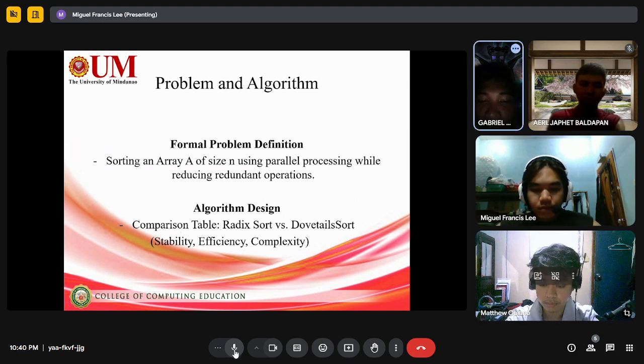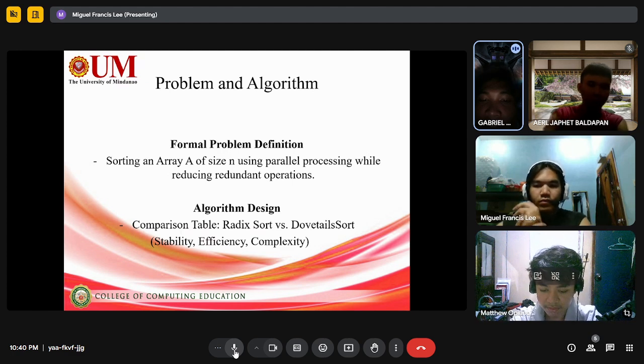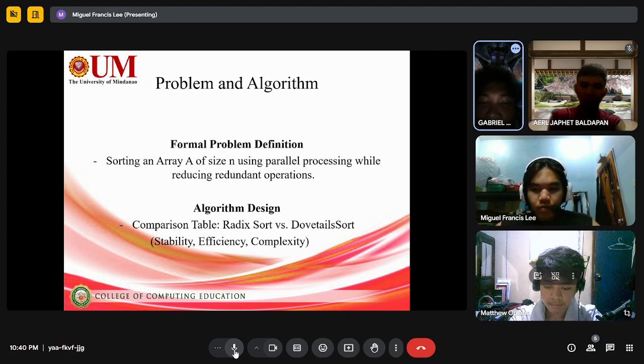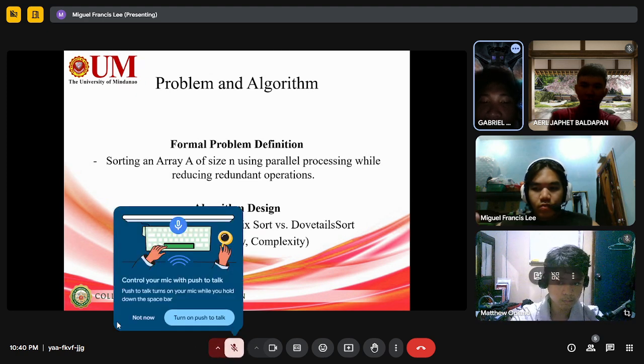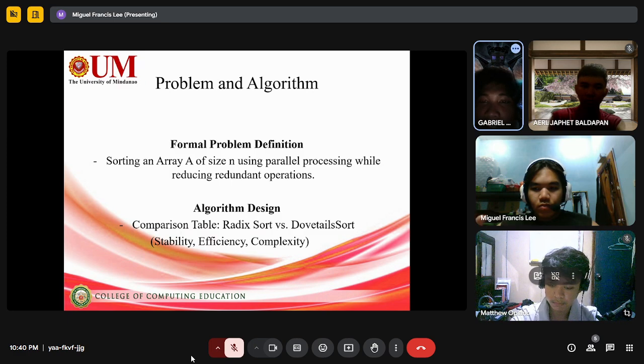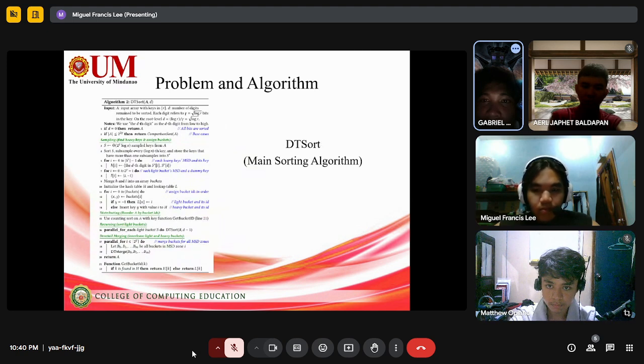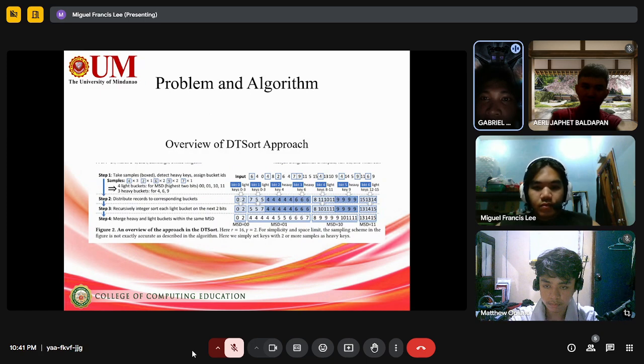So, the algorithm. Formally, the problem is to sort an array A of size n using parallel processing while avoiding redundant operations. We compared radix sort and dovetail sort across various metrics such as stability, efficiency, and time complexity. So, upon checking the next slide, this is the given example that we've located. And the next slide, another example.